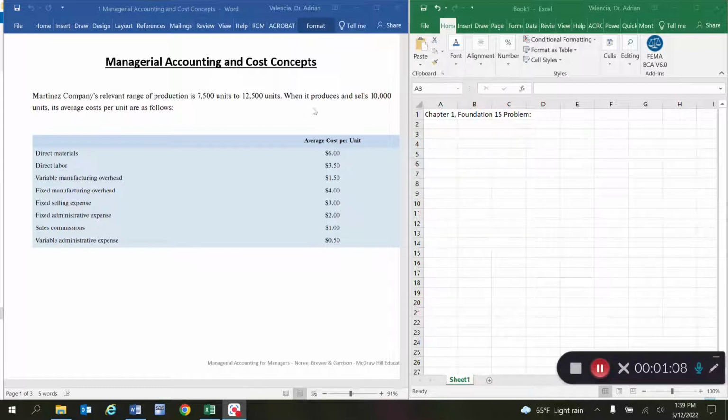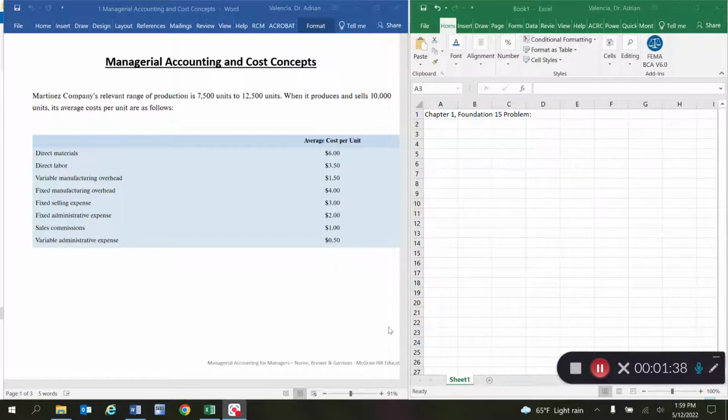So they inform us that the company produces and sells 10,000 units and that the costs on average are as follows. So we're given information on variable costs, which are your materials, your labor, and the variable manufacturing overhead, as well as sales commissions, which are variable dollar per unit, and then administrative expenses of 50 cents per unit.